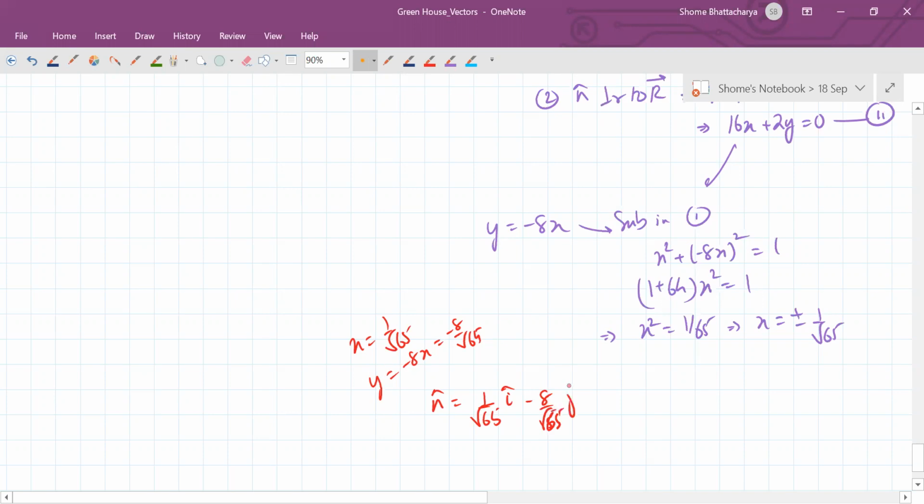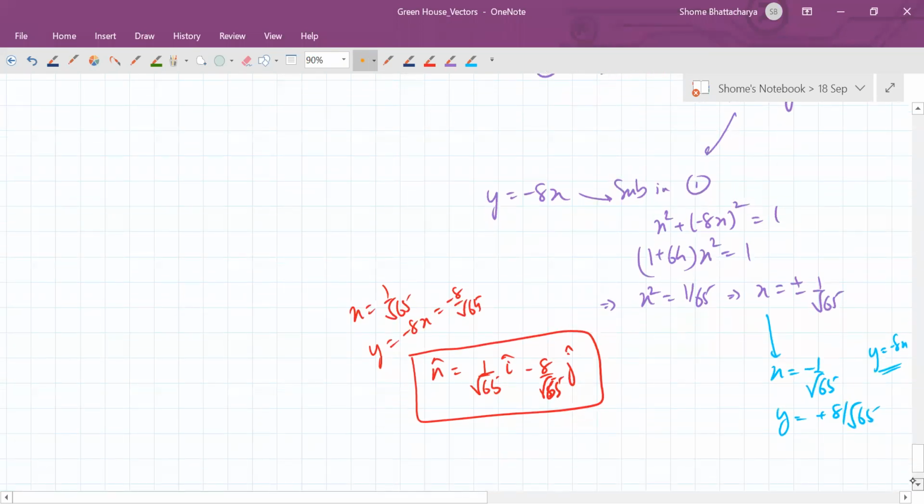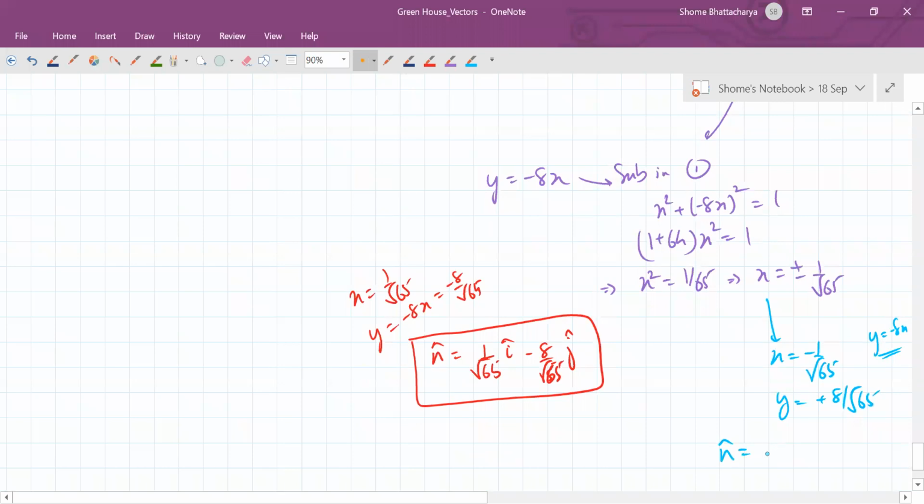Okay. So one possibility is this. The other possibility is that x is minus 1 by root 65. Then y will become how much? It will become plus 8 by root 65, because that's the relationship, that y is minus 8x. So in that case, my unit vector n cap would also be minus 1 by root 65 i cap plus 8 by root 65 j cap.